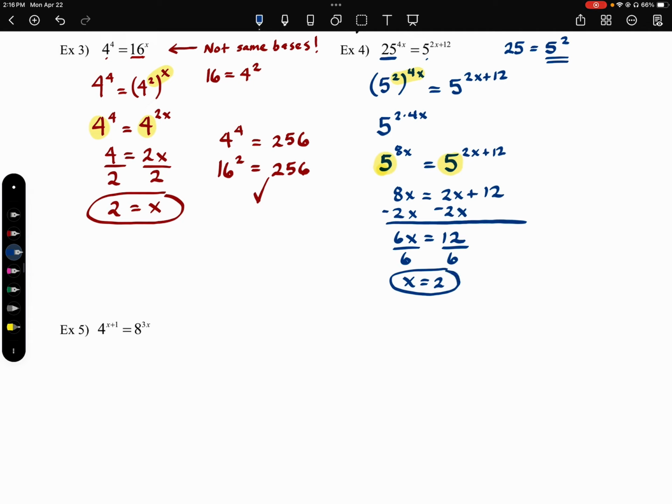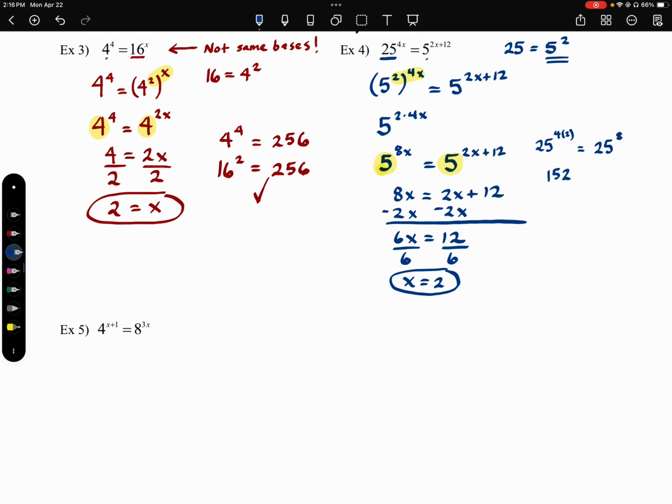All right, and let's just double check it by putting it in and seeing. If I put 2 in for x in my original, we'd say 25 to the power of 4 times 2, which is 25 to the 8th power. That's going to be a huge number. So if you want to type that in your calculator, you can. I'll write it out on here, what you get. It's a pretty big number.